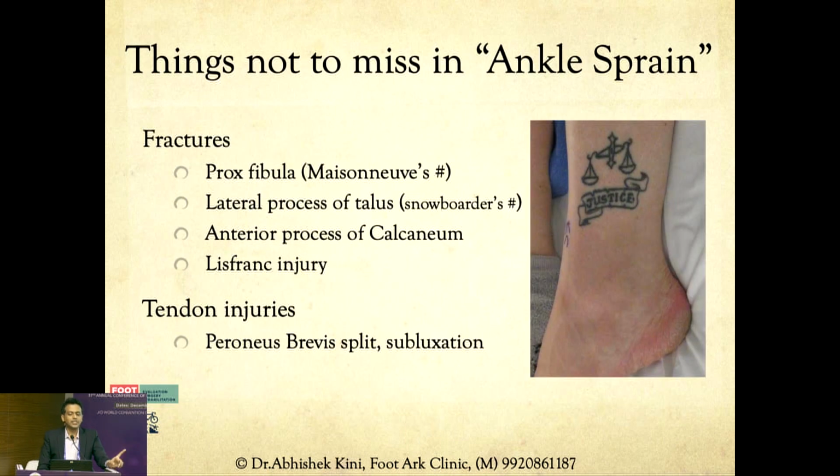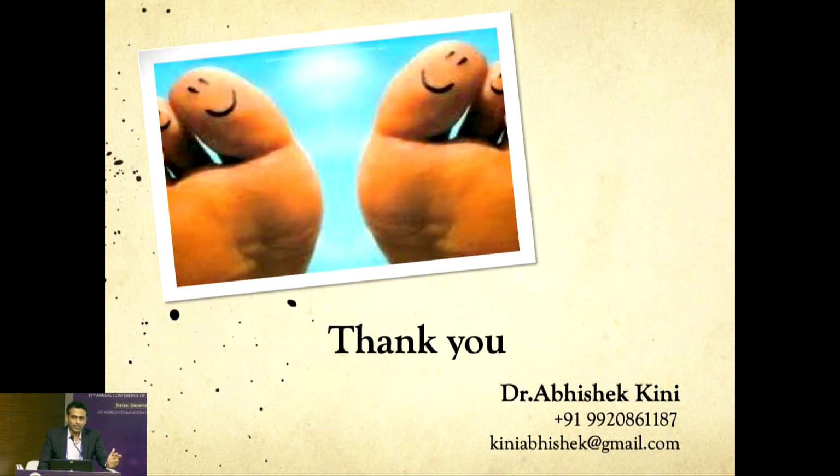Again, things not to miss in an ankle sprain: proximal fibula fractures, lateral process of talus, that's the snowboarder's fracture, anterior process of calcaneum, Yuvraj Singh had one and it was missed. Lisfranc's injury, as we have just seen in the previous session, can be missed. Tendon injuries like peroneus brevis splits or peroneal tendon subluxations can also mimic lateral instability. Thank you. Any questions? Quick questions?